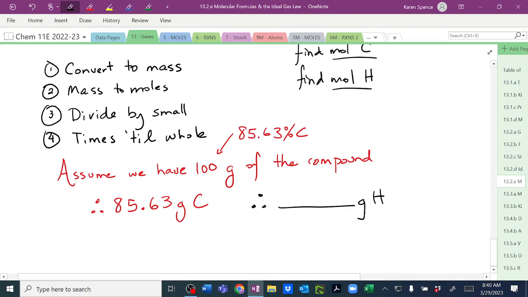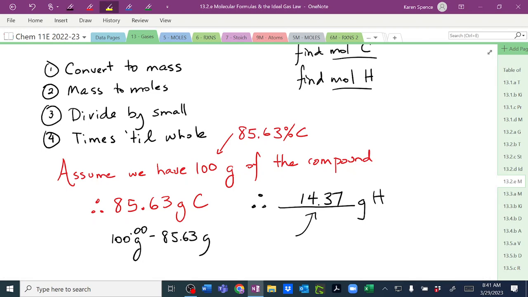And how would we find the grams of carbon, or sorry, the grams of hydrogen? We would take 100 grams minus 85.63 grams. And I should have got my calculator. 100 minus 85.63 equals 14.37. And because I've assumed there's 100 grams, I can stick as many decimal places on that as I like, so I can keep my 4 sig figs there. Okay, so now I have my mass. So I've done the first thing. I have found the mass of each element.